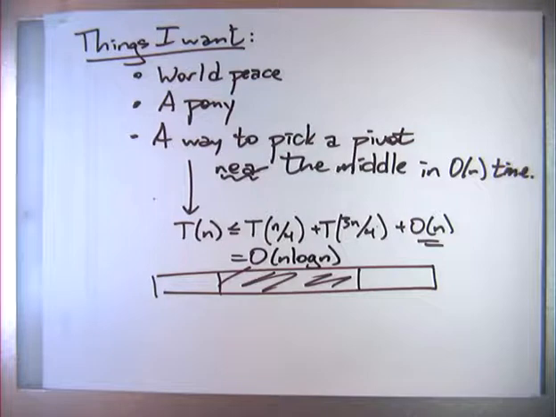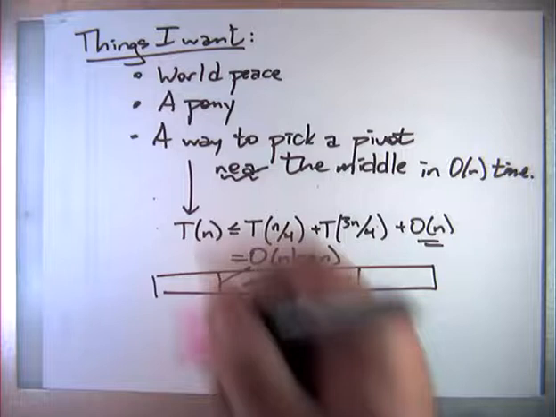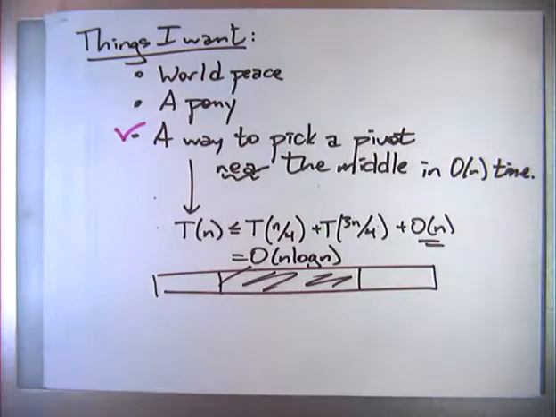Now, the nice thing is that one of these 3 things actually exists. Actually, 2 of these things actually exist. I own one of these things, and I'm about to give it to you. Okay, so I'm not going to give you a pony, and I have no idea how to achieve world peace.